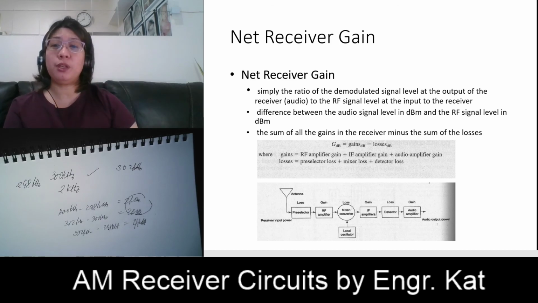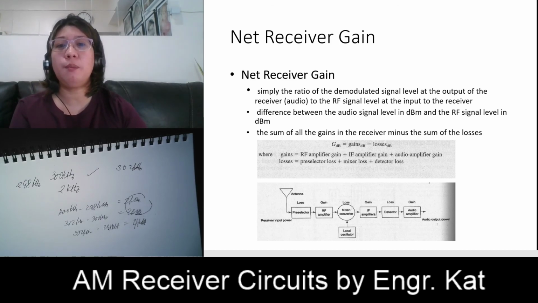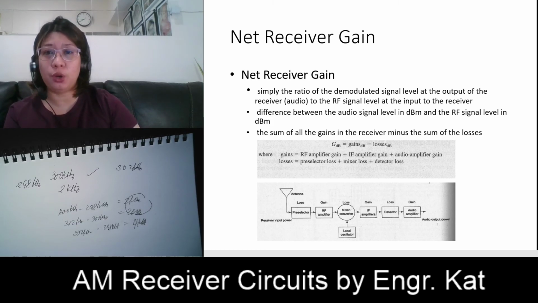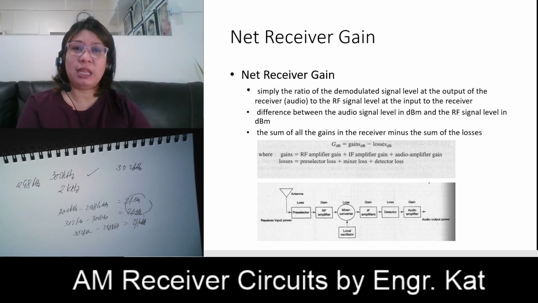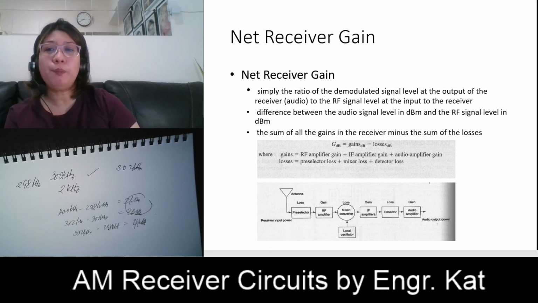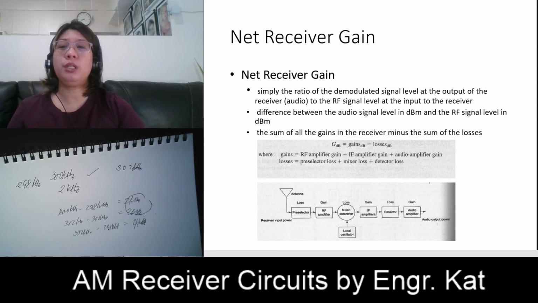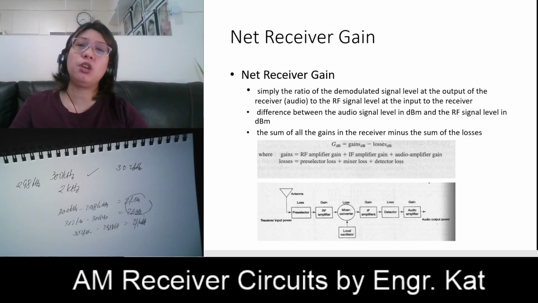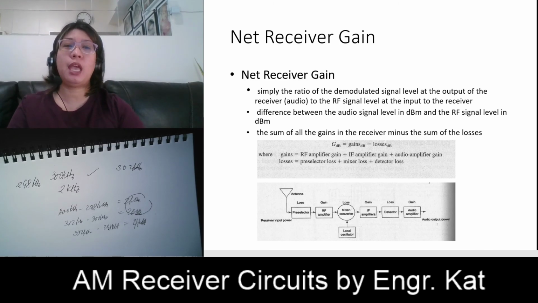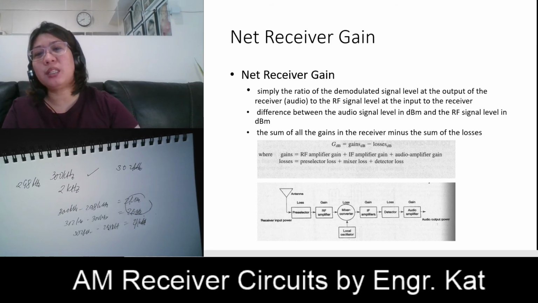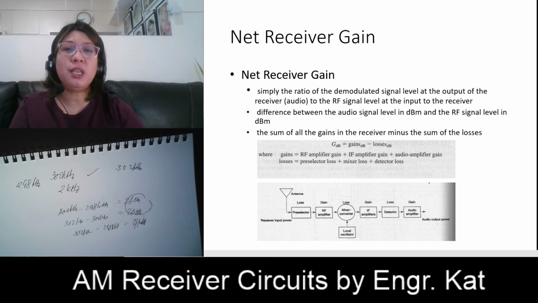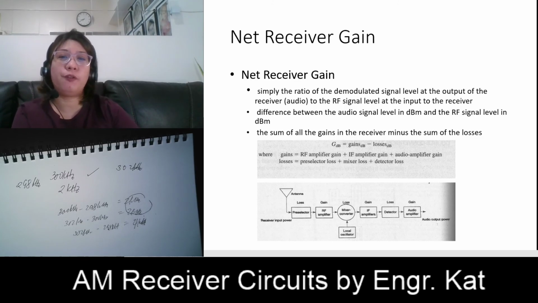The net receiver gain is simply the ratio of the demodulated signal level at the output of the receiver, which is audio, to the RF signal level at the input of your receiver. Simplifying further, in decibels this is simply the difference between the audio signal level in dBm and the RF signal level in dBm. So it is the sum of all the gains in the receiver minus the sum of the losses.